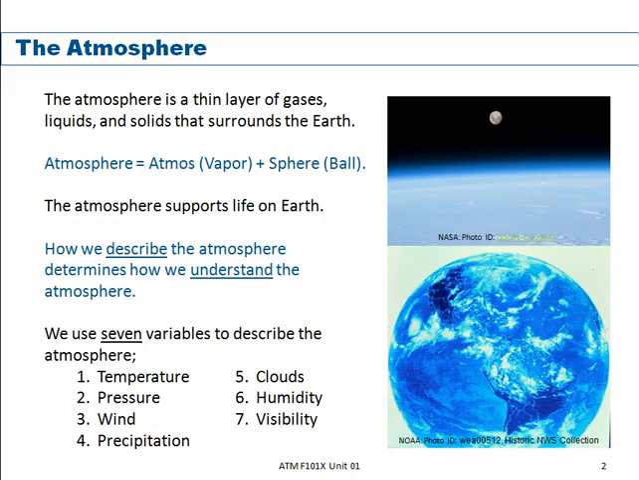How we observe and measure the atmosphere determines how we understand it. There are 7 variables used to describe our weather conditions: temperature, pressure, wind and precipitation, which we discuss in this unit, and also clouds, humidity, and visibility.